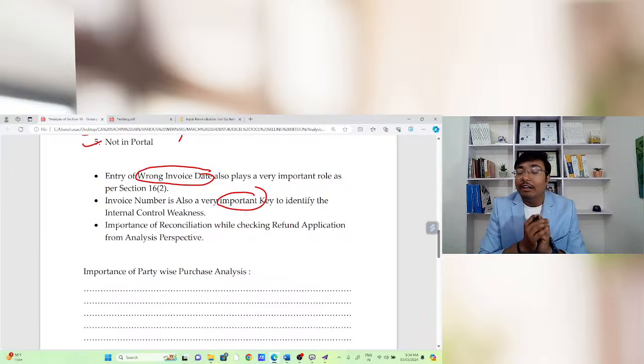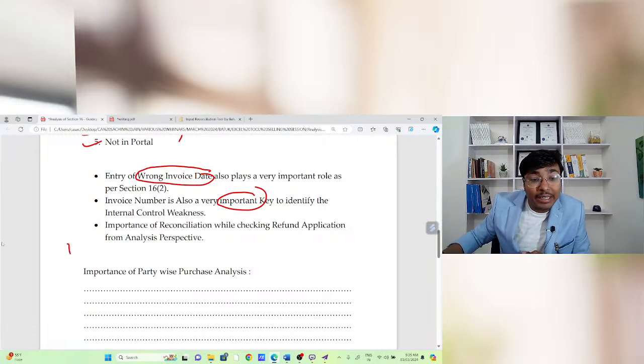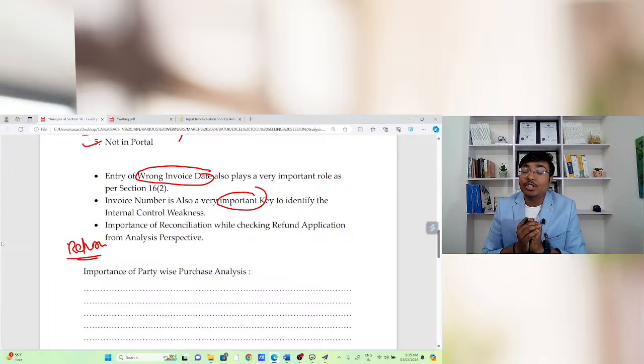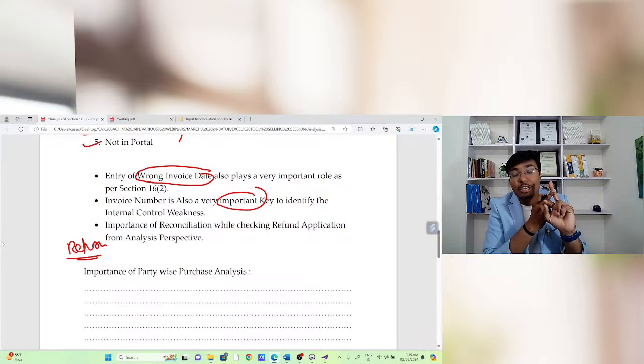Okay, or when you check a refund application, suppose some client has taken the refund on account of inverted duty structure or on account of export without payment of tax. In that case also you need to confirm and verify the complete GSTR 2B of that particular taxpayer. And while doing the analysis of that particular refund application, you also need to carefully examine the invoice date, invoice value, invoice number.